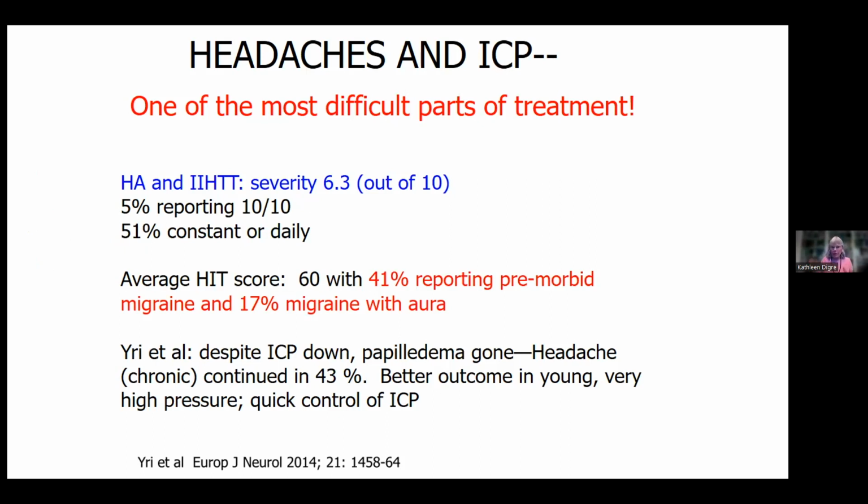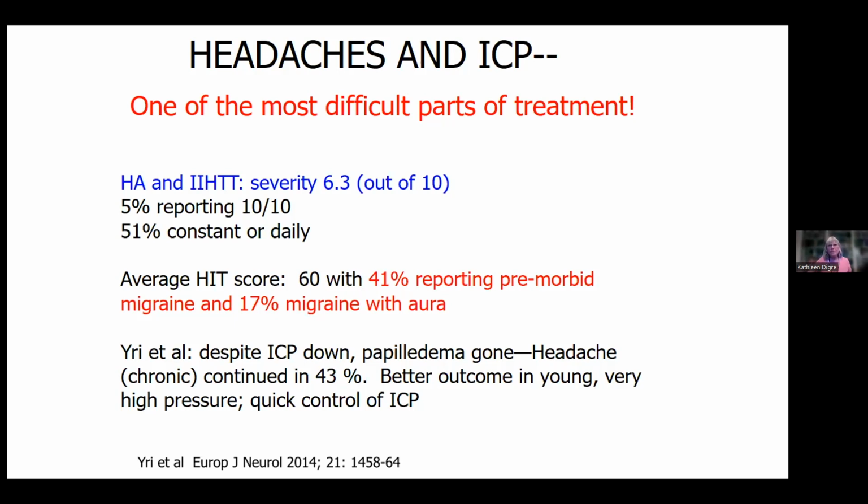Most people who were in that idiopathic intracranial hypertension treatment trial reported their headaches were 6 out of 10. 10 being terrible, 6 was still pretty bad. And 5% said 10 out of 10. And over half said it was constant daily. And we did a measurement called a HIT score. It's a daily score. It takes into consideration what your headache has been doing over the last few days and month. And the HIT score was 60, which is markedly elevated.